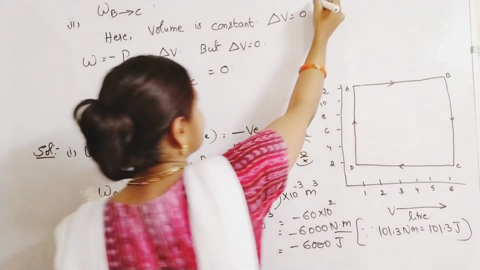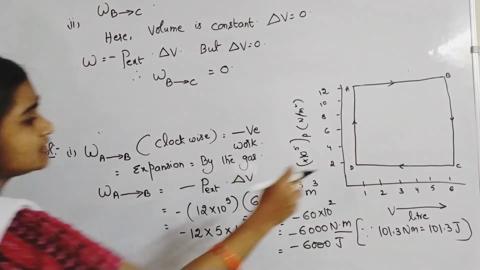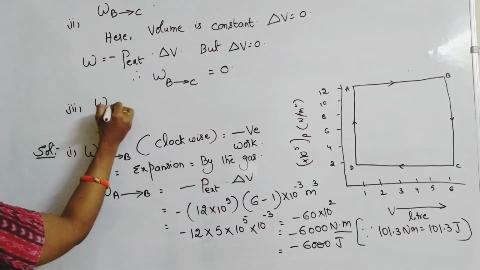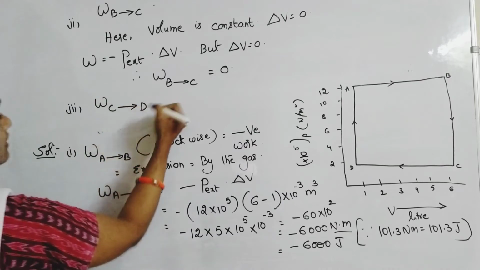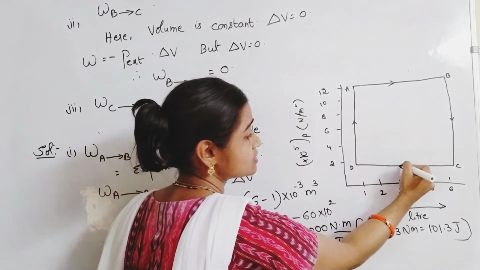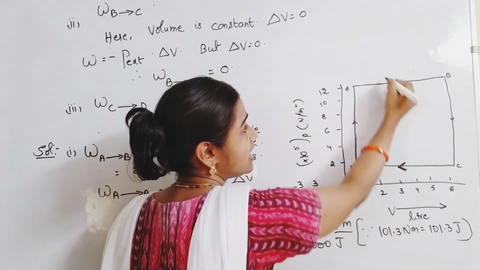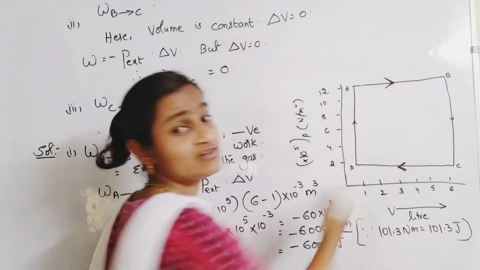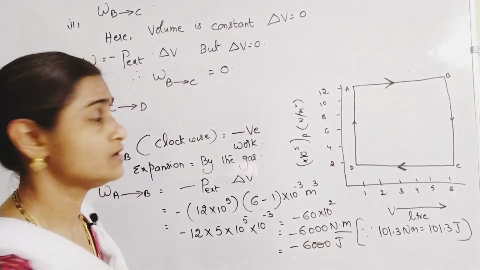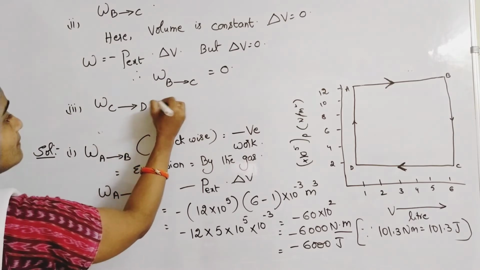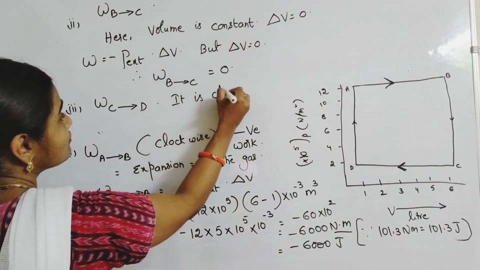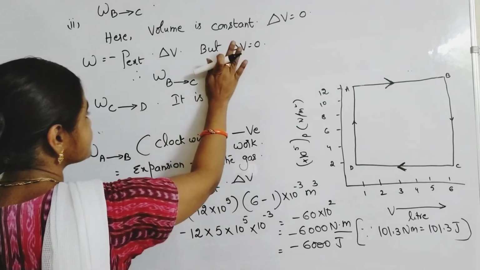Now same like that, can you find the work done from C to D? Third one, W from C to D. C to D is again anti-clockwise. Look at the arrows. Anti-clockwise means what? Positive work. That means it is a case of what? Compression. Okay now, it is a case of compression. Sorry, anti-clockwise.